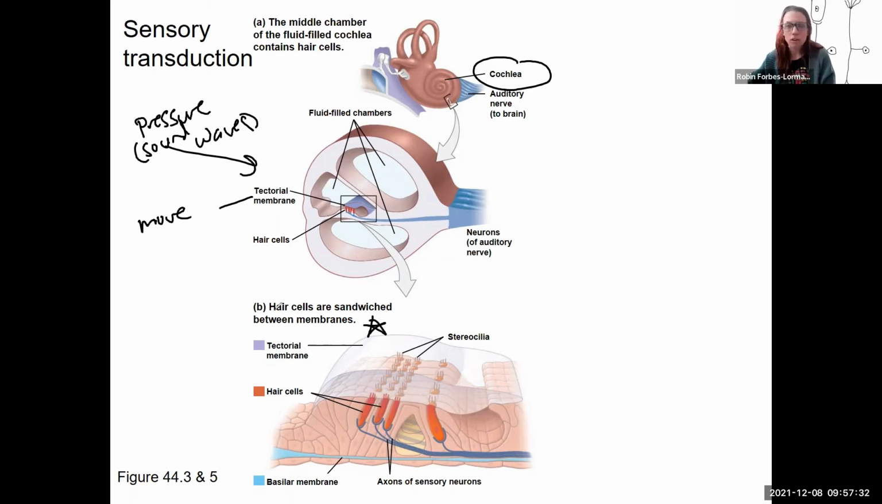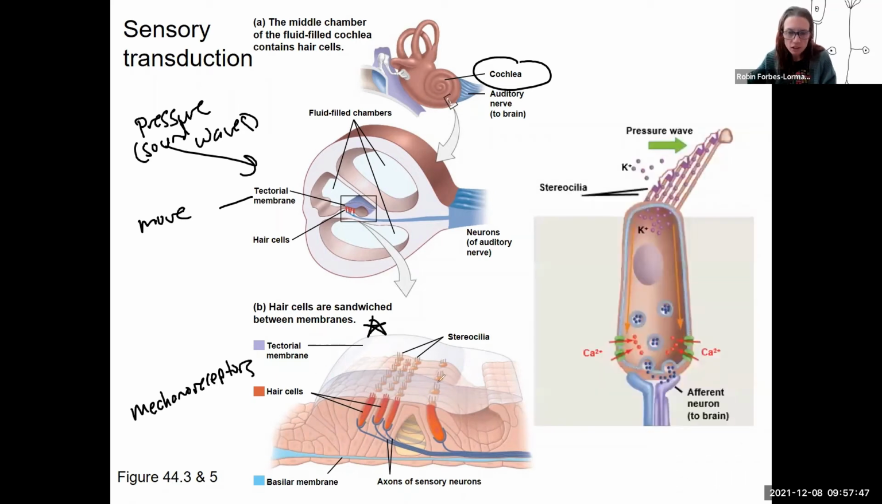So what kind of cells are these hair cells? They're going to be mechanoreceptors. They're going to open channels in response to movement. Let's see what that looks like here. So here we're zooming in to a single hair cell, which looks a lot like a taste receptor cell, actually. We've got a separate cell here. This is the sensory neuron that goes to the brain.